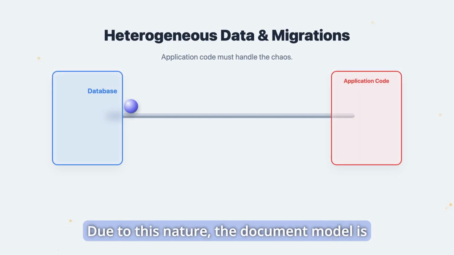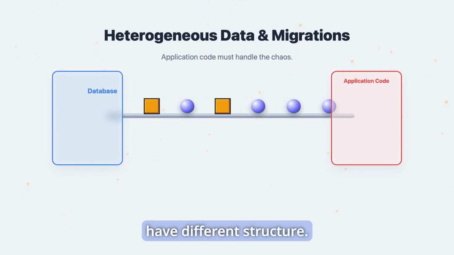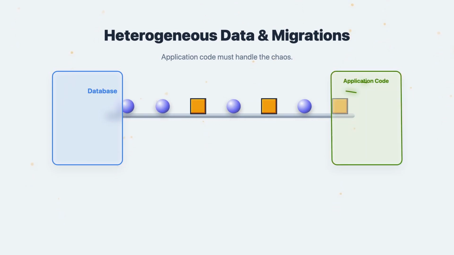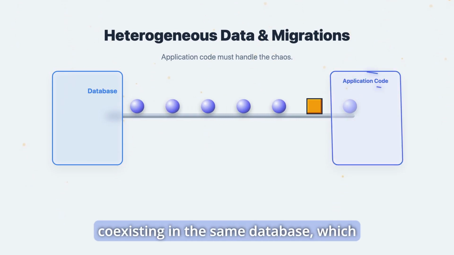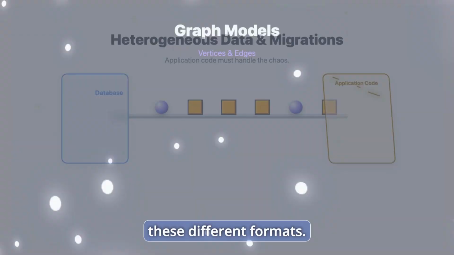Due to this nature, the document model is amazing for heterogeneous data, where different objects have different structures, but it can make migrations tricky because you might have old and new data formats coexisting in the same database, which complicates application code for handling these different formats.